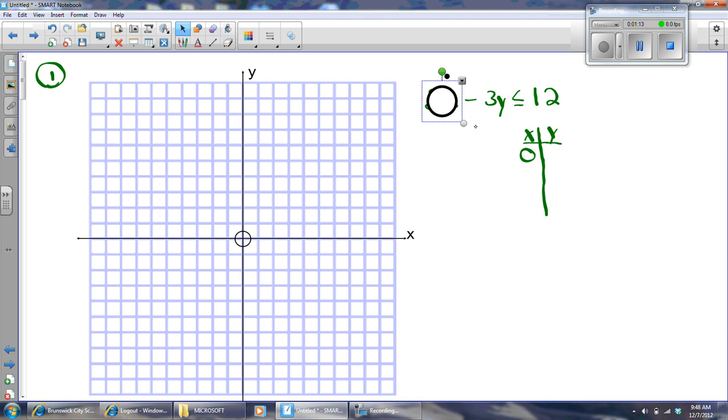So, when x is 0, that turns that part of the equation to 0, right? So notice I don't see anything there. Okay. So I have minus 3y equals 12. Well, that means y is going to equal negative 4. So 0, negative 4 is on my graph.